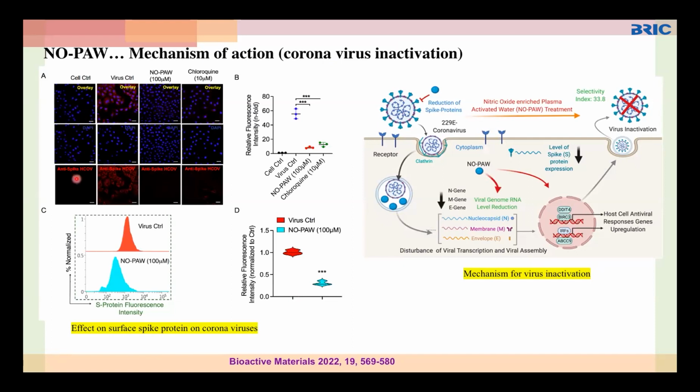This is the control, and the blue color is the nucleus, DAPI stain, and this red color is the virus S protein. So you can see this is virus control in human host cells, and this is treatment. This whole red color, the virus spike protein or virus S protein, is gone after just 100 micromolar treatment of NO-PAW. And with the market available drug, you can see a little red color still exists. That means this NO-PAW is more effective than the market available hydroxychloroquine drug, which is used for virus inactivation.